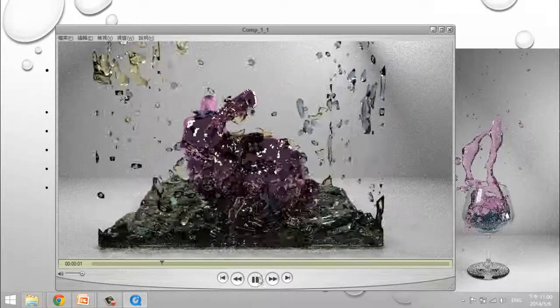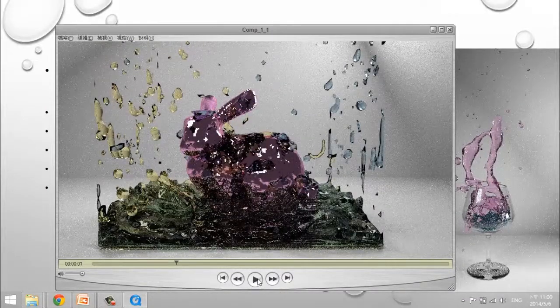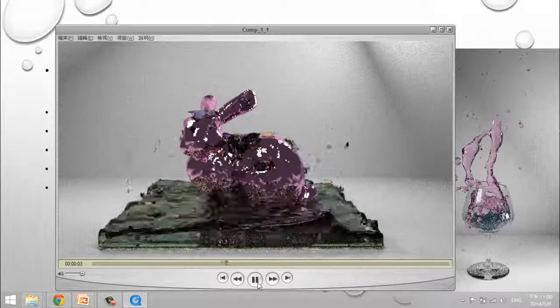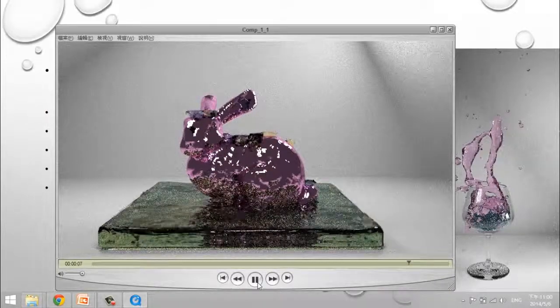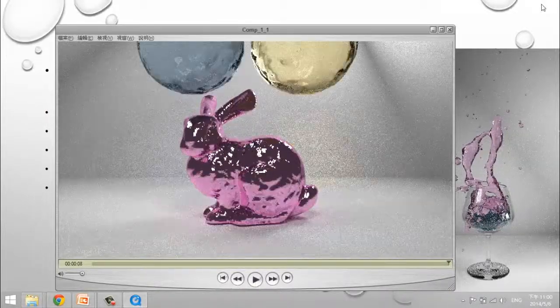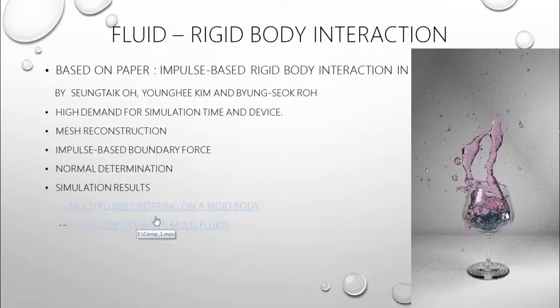You can see that the two fluids are simulated, but there are some problems with it. As you can see on the bunny's head, where the skin is so thin, the simulation is not that perfect. The next one we did is a rigid body crashing into multi-fluids.